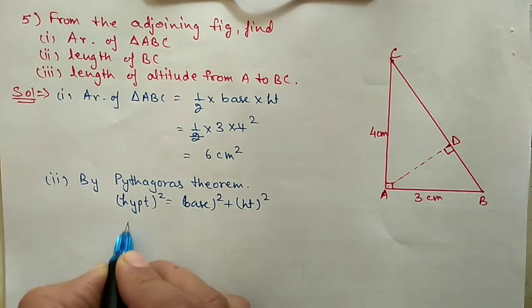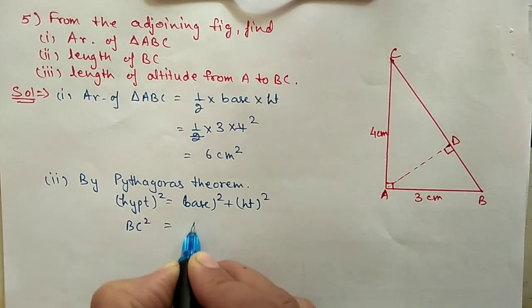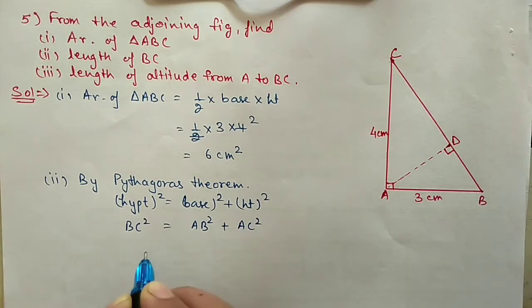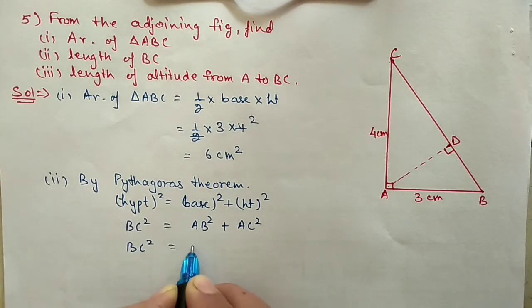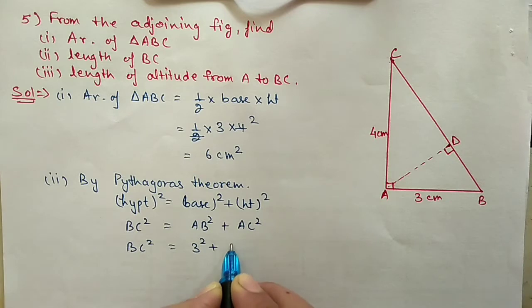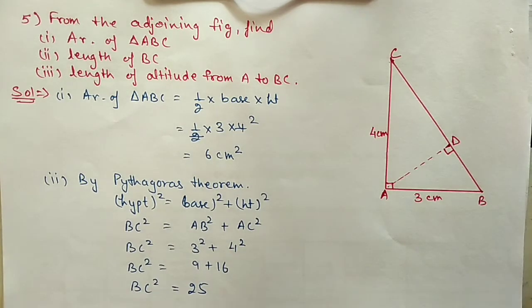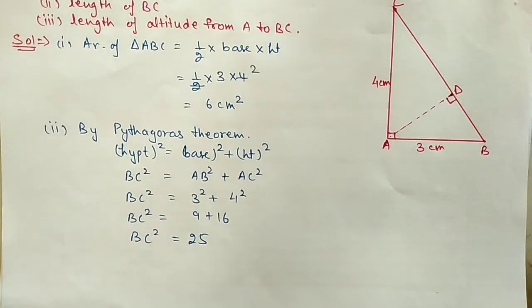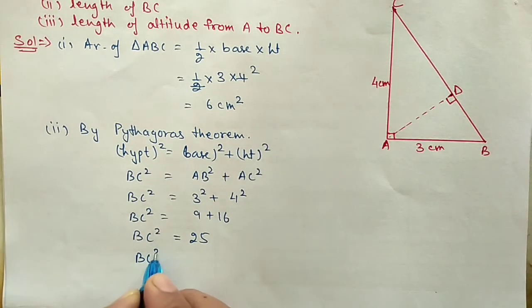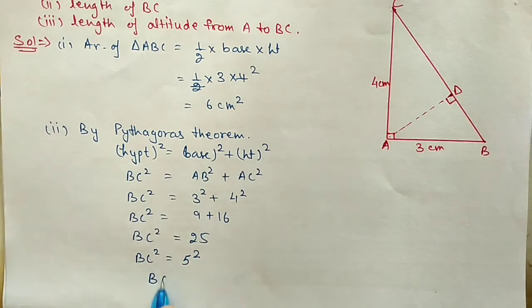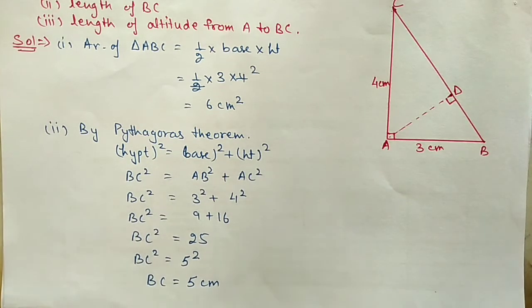So the hypotenuse is here BC. If we take the base as AB and the height as AC, now we can substitute values here. AB is 3 square, then AC is 4 square, so BC square is equal to 9 plus 16, or BC square is equal to 25. Now this 25 we have to represent first in the form of a square. 25 we can write as 5 square. So if we cancel power with power, the BC value will be 5 centimeter.